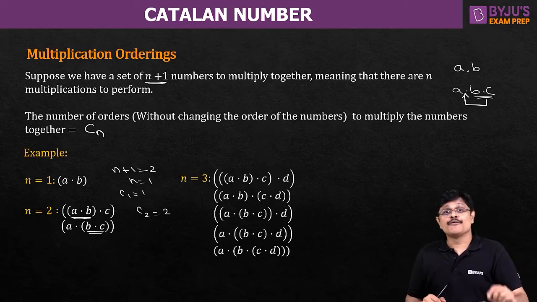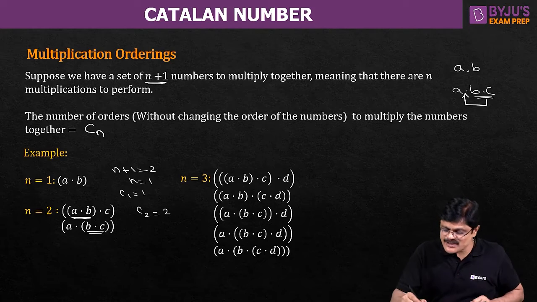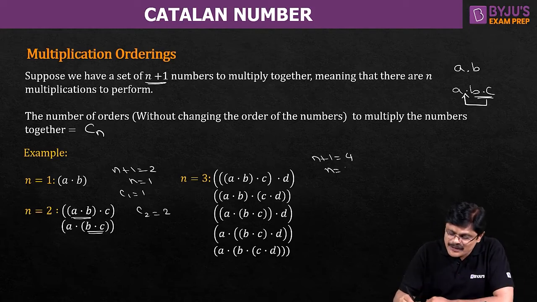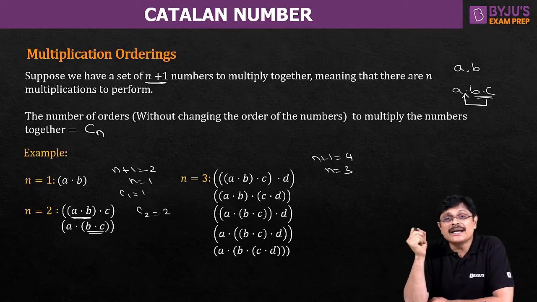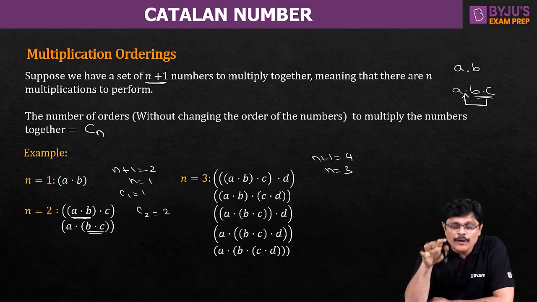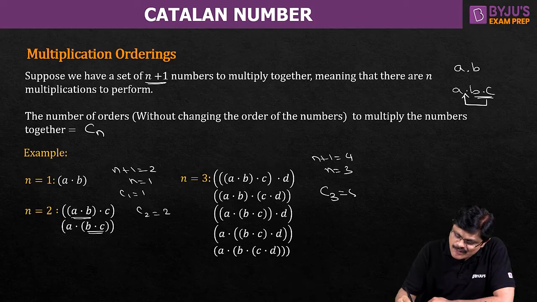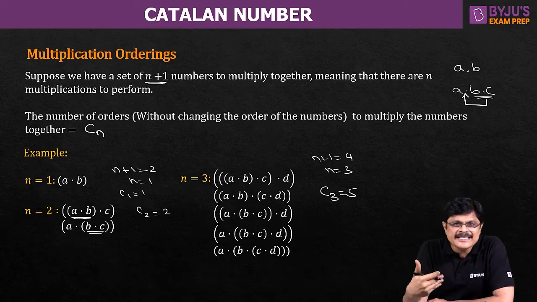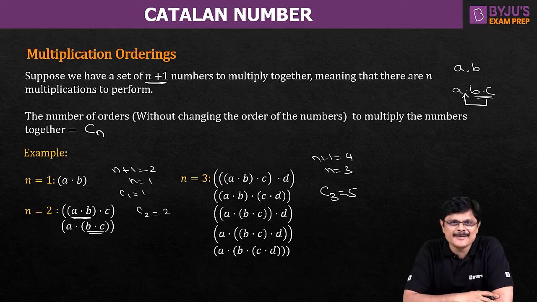Suppose you are having four numbers. That is n plus 1 is equal to 4, that is n is equal to 3. So the number of multiplication orderings possible for 4 numbers is given by C3. C3 is what? 5. And these are the multiplication orderings. And you can also replace these numbers with matrices, my dear friends.